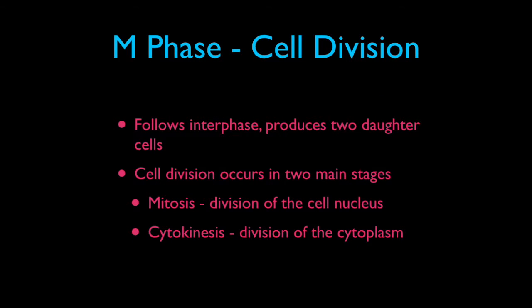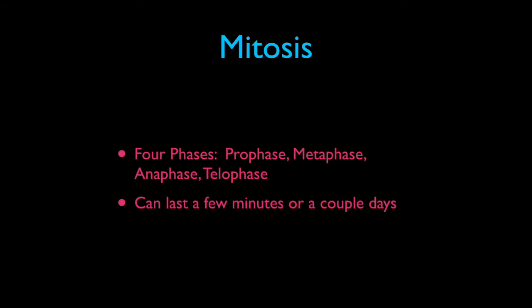This is the main part. This is the mitotic phase, or this is where you actually hit mitosis. It follows interphase and it produces two daughter cells. Cell division occurs in two main stages. The first one is mitosis, which is the division of the nucleus, and then you have cytokinesis, which is the division of the cytoplasm.